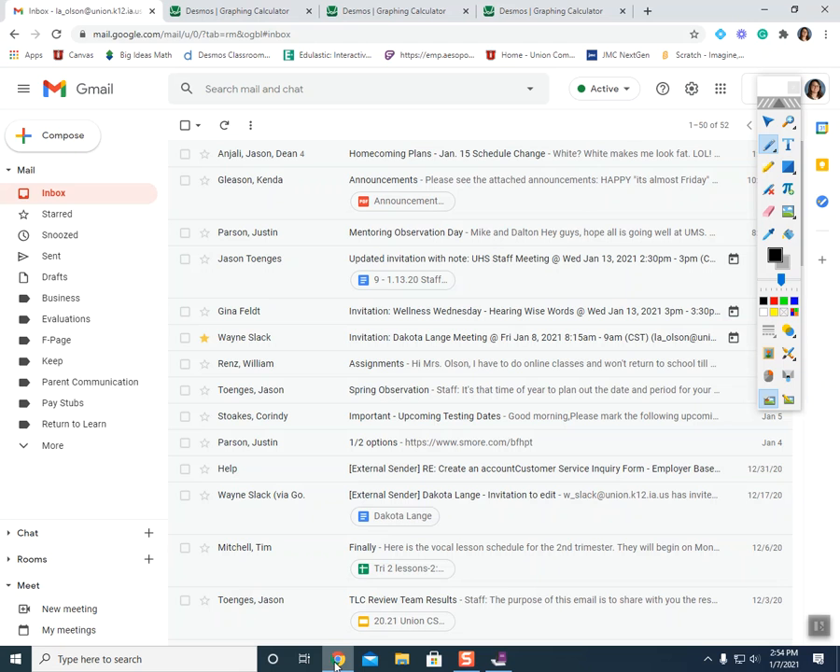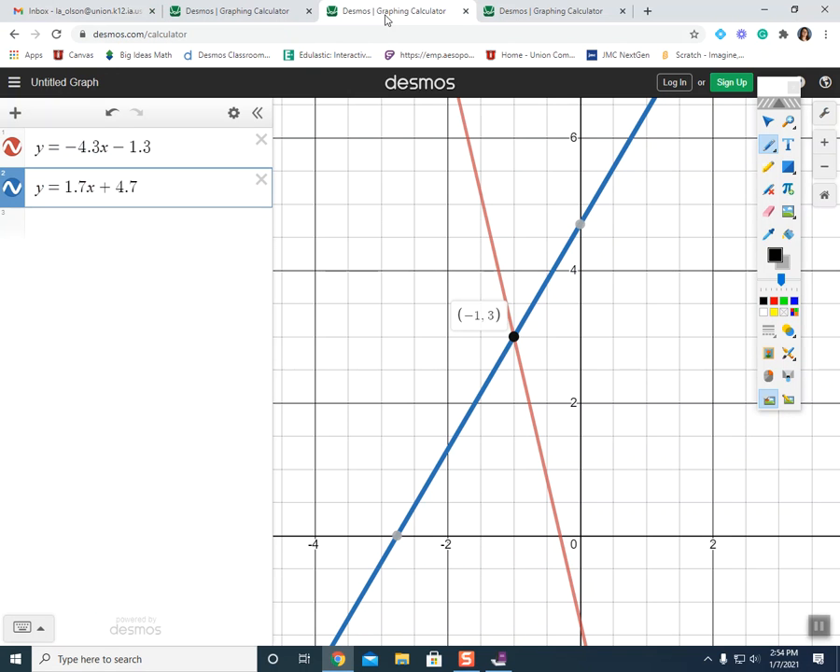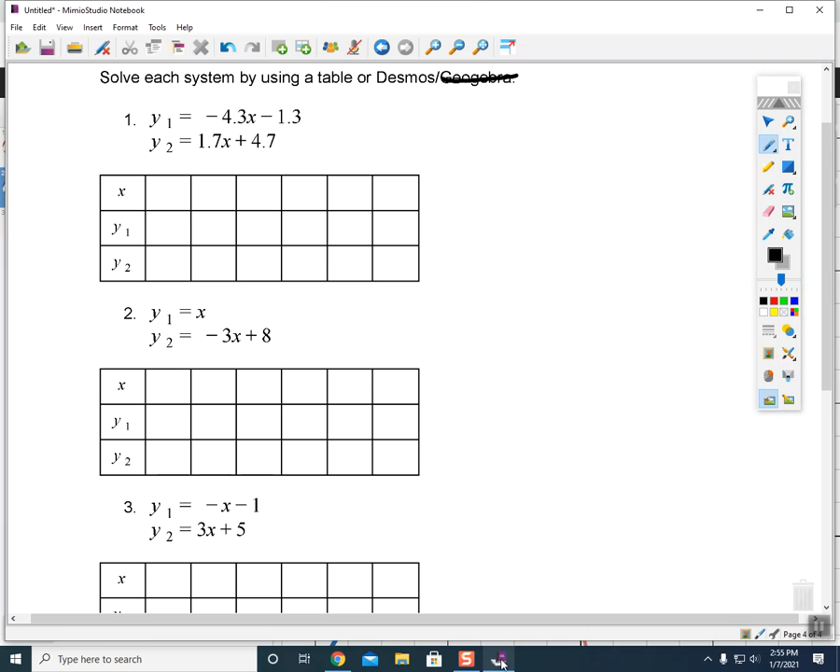So let's go ahead and find this in Desmos. Here we go. So I have the red line is negative 4x minus 1.3. Blue line is 1.7x plus 4.7. And as you can see, these two lines intersect at the point negative 1, 3. So if we go back to our thing here, my solution is negative 1, 3. And I can test that by plugging those values into each of those equations.